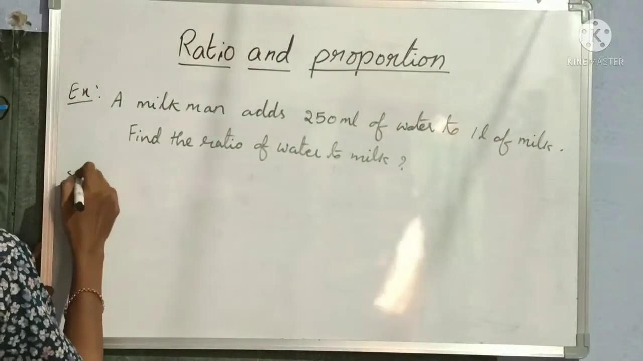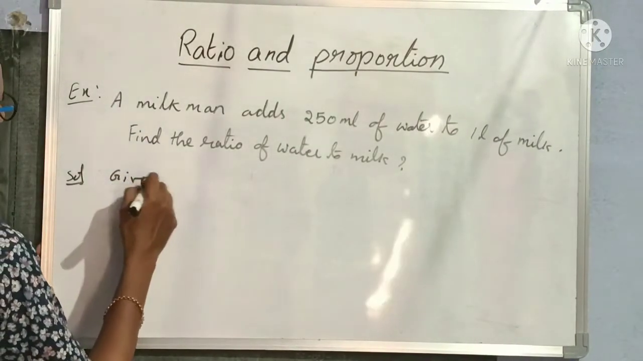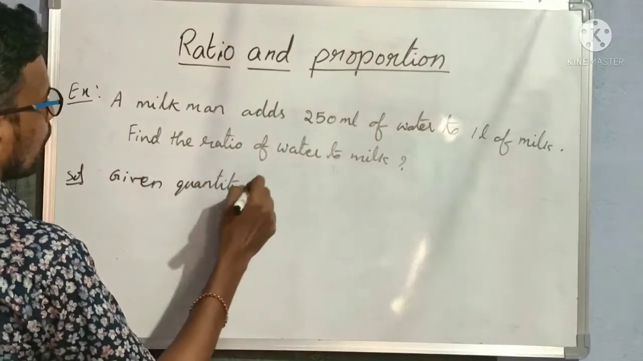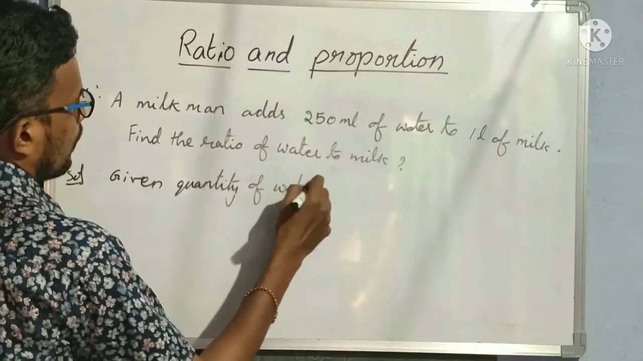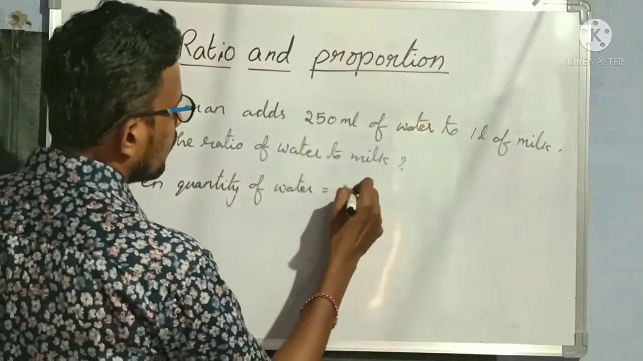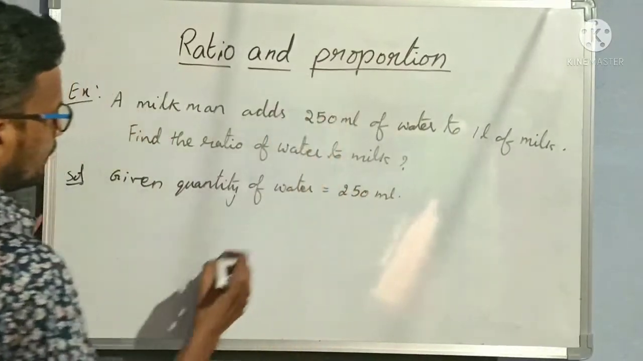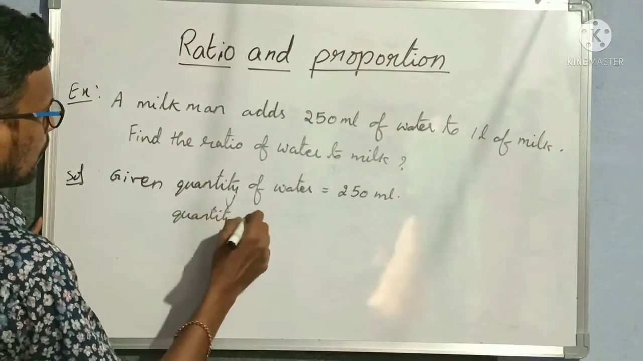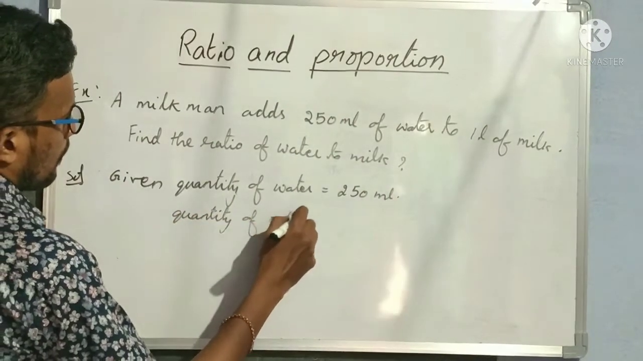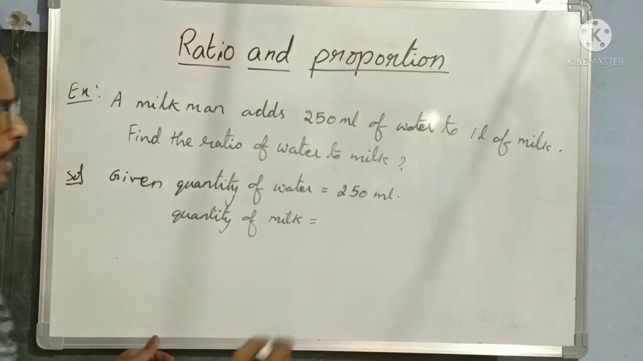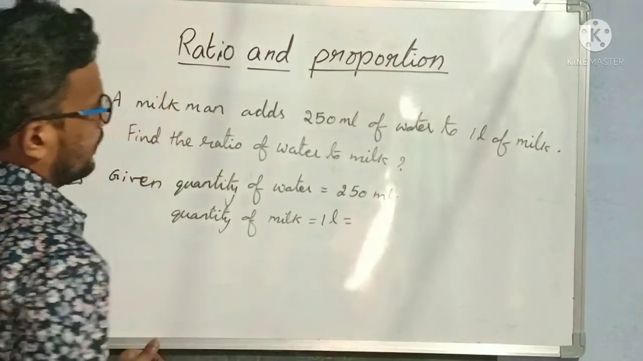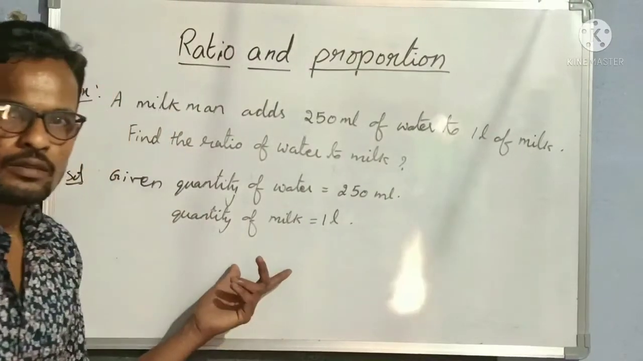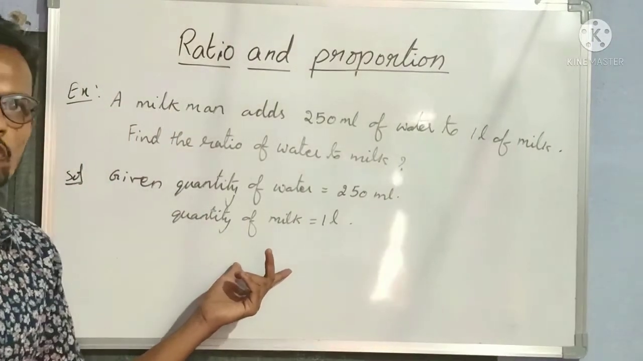So first write the given. So given, quantity of water. So what is the quantity of water? 250 ml. Next, quantity of milk. So what is the quantity of milk? 1 liter. So can I take the ratio directly here? 250:1. Yes? No, we should not take like that.